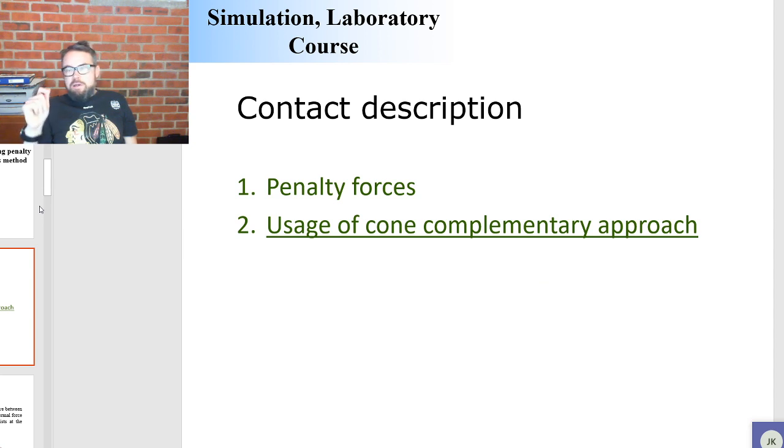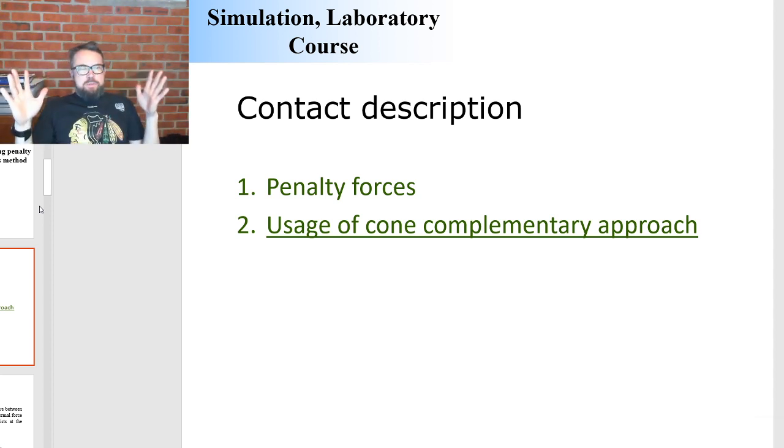So let's look at another subject matter related to contact event description. Don't get confused, we still have the same big picture. We are first making the contact detection, which is to see whether or not the contact takes place. If the contact takes place, then we have, roughly speaking, 2 choices to follow. We can use penalty forces, which are just forces that are separating 2 bodies away from each other, or we can use this other approach, which is a cone-complementary approach.